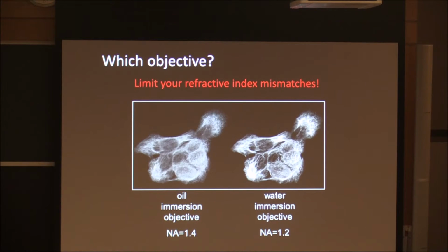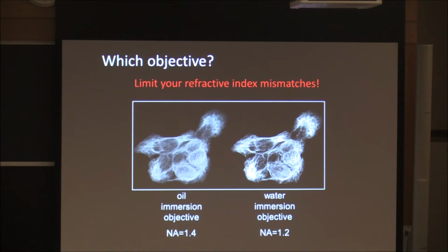Which objective are you going to choose? So we've talked a lot about objectives in this series in our Lunch and Learn. In fact, Sebastian did an entire seminar just on objectives. And the one thing that we always talked about is numerical aperture. We said, don't worry about magnification. For the most part, magnification doesn't matter. What really matters is the numerical aperture of your objective. And the higher your numerical aperture, the better your resolution, the more light you're going to gather, and the better the image you're going to have. This is the one situation where that's not true.